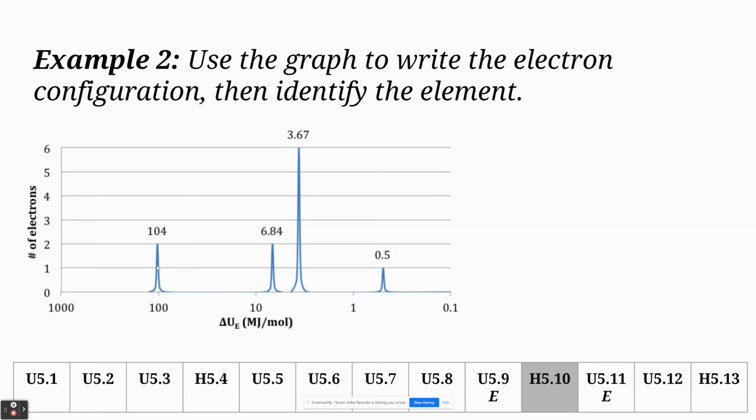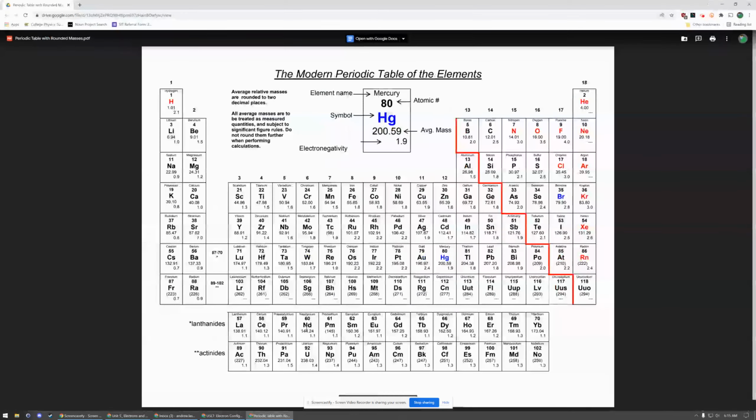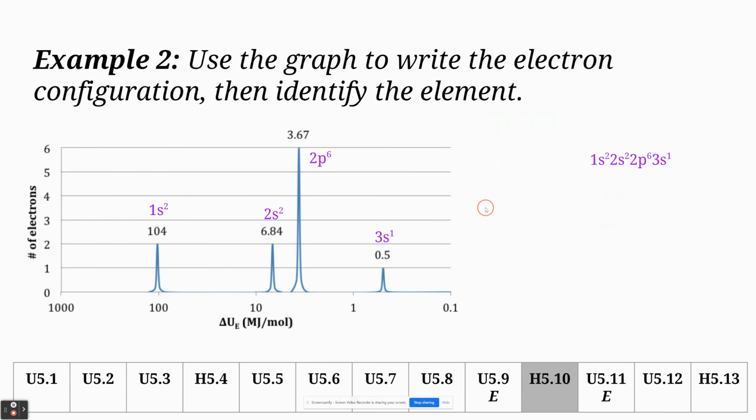If we look at this one, first energy level here, this is 1s. It's at 2, so 1s2. And then same thing, 2s2. And then remember we have 2p next, and it goes 1, 2, 3, 4, 5, 6. So 2p6. And then our last one is 3s1. So here's our configuration. And if I go back to my periodic table here, 3s1 is right here, sodium. So 3s1 would be sodium. So this element is sodium.